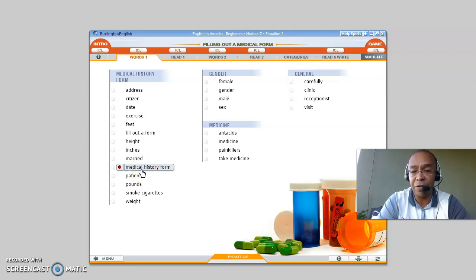Medical history form. The medical history form refers to the history in your family, or if you have any illness, any problems, such as asthma or cancer or anything of that nature that you have to mention and write down in your form. Patient. The patient is someone that requires medical attention.